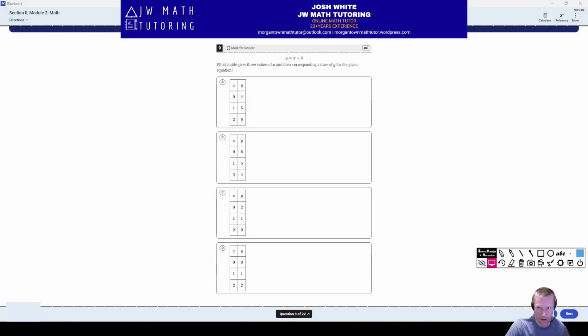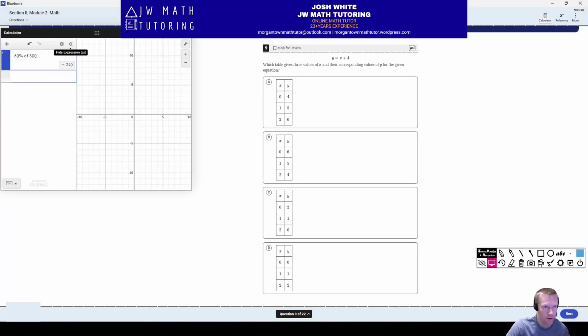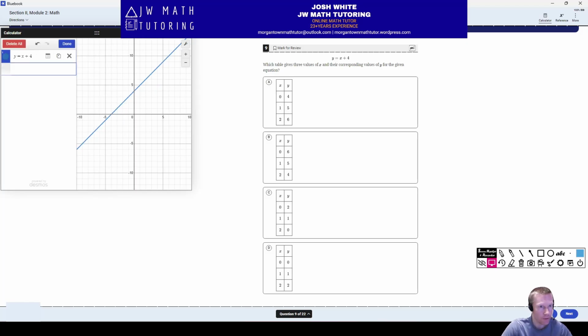Now, if you're going to do this in Desmos, there's multiple ways you could do this. One way to do it would be to graph it, and then you go up here and click this, and notice it auto-generates a table. And you can just easily see right here 0, 4, 1, 5, 2, 6. And you just look at it. Oh, that obviously matches answer choice A. Or you could graph the line and then start with A and plot the points individually and see, are they on it?